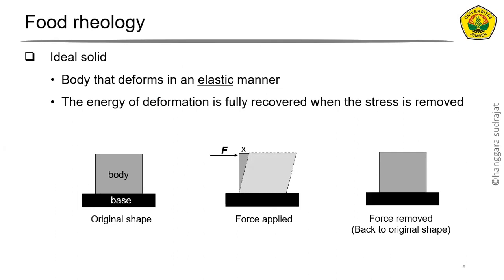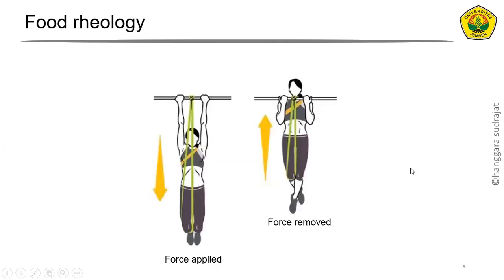If we consider a solid, for instance, let's look at an ideal solid. An ideal solid is a body that deforms in an elastic manner. For ideal solids, the energy of deformation is fully recovered when the stress is removed. Like the illustration shown here about the solid object that is fixed onto a base. When we apply a stress or a force at the top surface, it will deform, but if we remove the stress, it will return to its original shape. So the energy of deformation is therefore recovered.